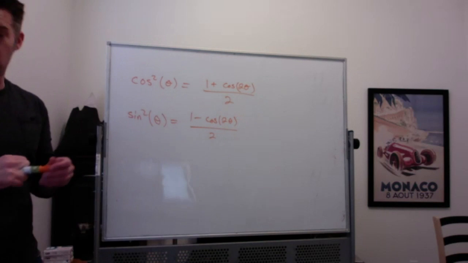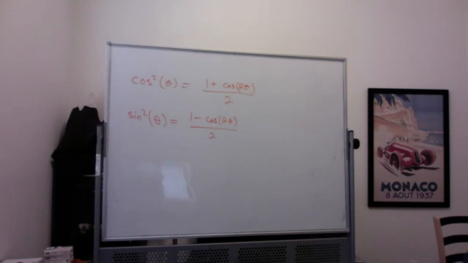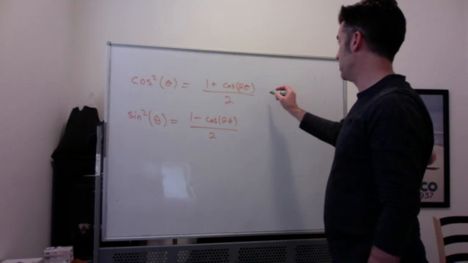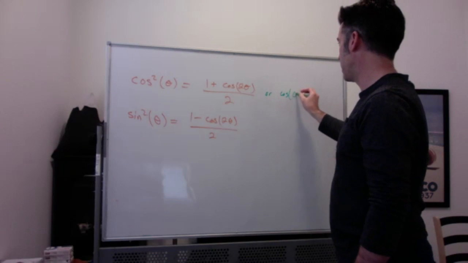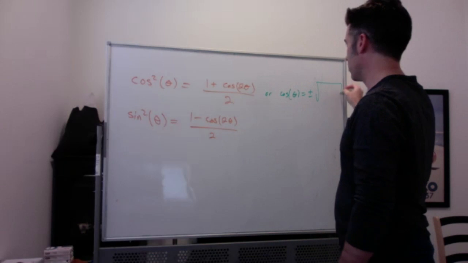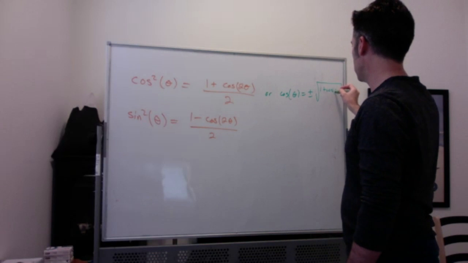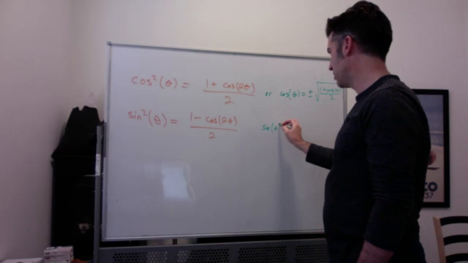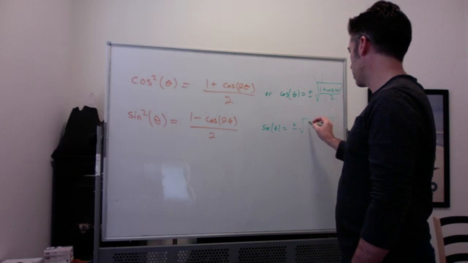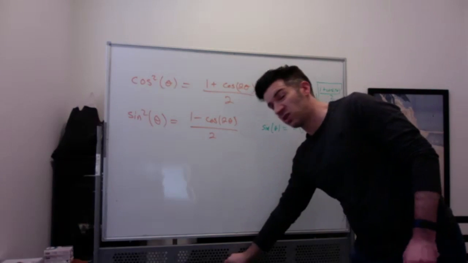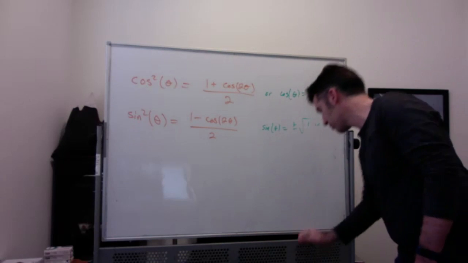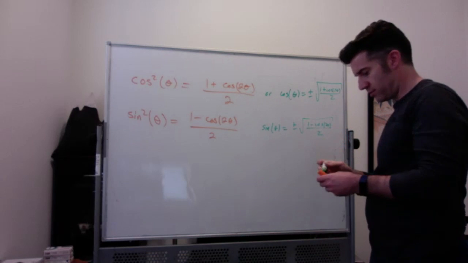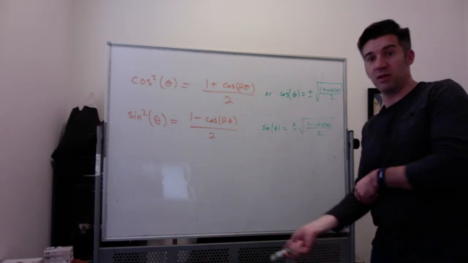You might have learned alternate versions of these, which is perfectly fine. You might have learned it as cosine of theta equals plus or minus the square root of 1 plus cosine of 2 theta over 2. And similarly, sine of theta equals plus or minus the square root of 1 minus cosine of 2 theta over 2. But this version's a little bit nicer, so that's what I'm going to use for now.